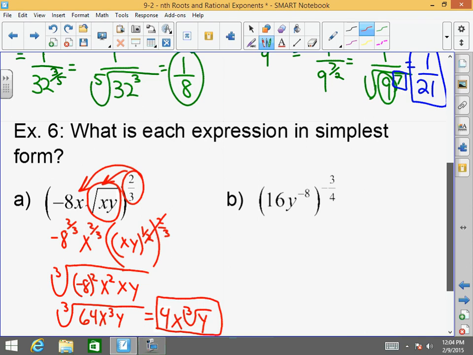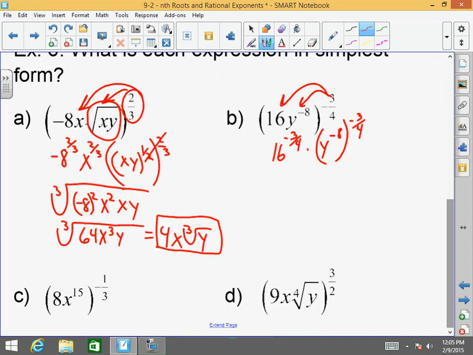I have 16y to the negative 8th raised to the negative 3/4. So I'm going to distribute this exponent to everything inside of the parentheses, giving me 16 to the negative 3/4 times y to the negative 8th raised to the negative 3/4 power. So this is going to give me 1 over 16 to the 3/4.